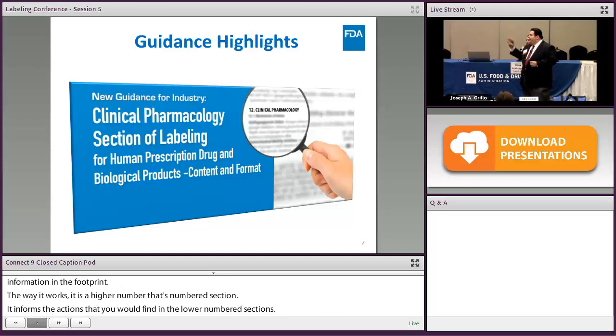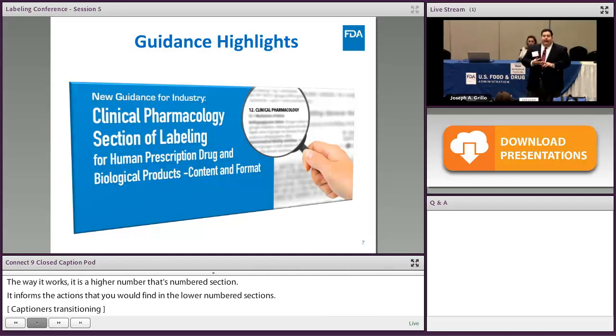So like I said, about a year ago, we published the final guidance for Section 12, the clinical pharmacology section of prescription drug labeling. And really that addressed three big areas. So the what, the where, and the how of putting information into the section. So what, the content, where.